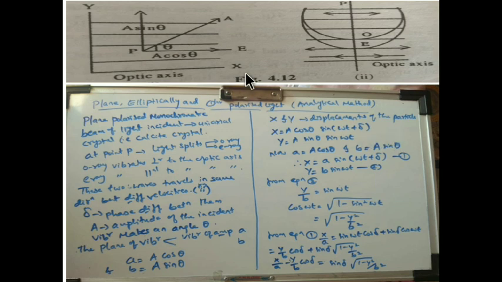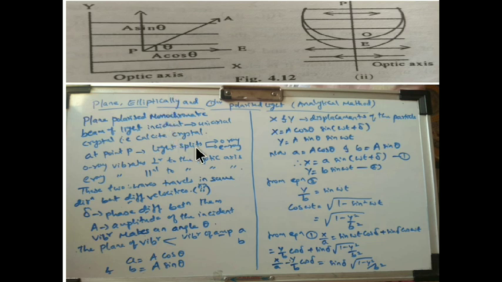So here the figure has been shown in figure 1. This is figure 2. Let us consider a plane polarized monochromatic beam of light incident on a uniaxial crystal, like a calcite crystal. It is incident normally, with its face parallel to the optic axis, as shown in figure 1.